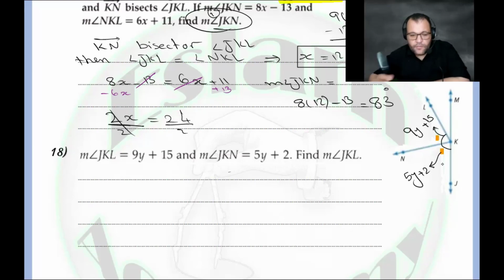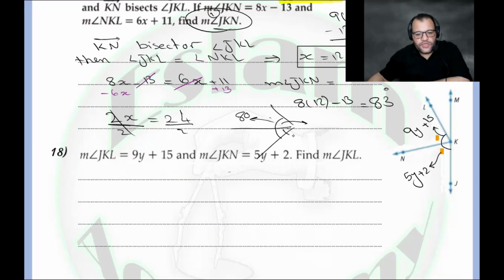We can say that if we have an angle like that, that's a bisector. When I say all of this angle is equal to 80 degrees, what is the measure for each part? This one is 40 and this one is 40. Each one is 40.